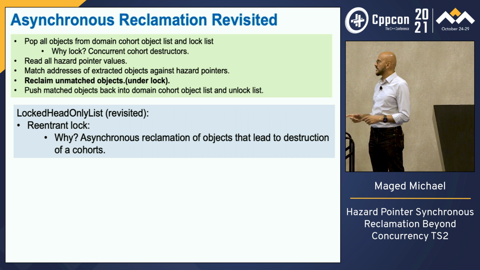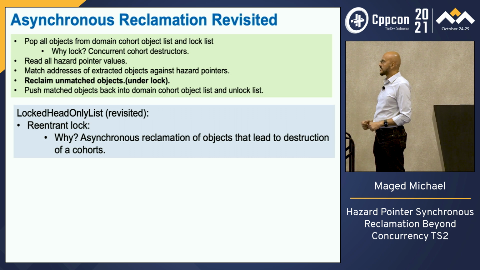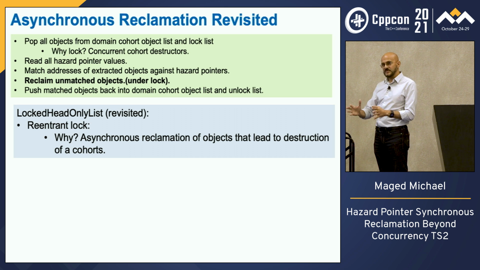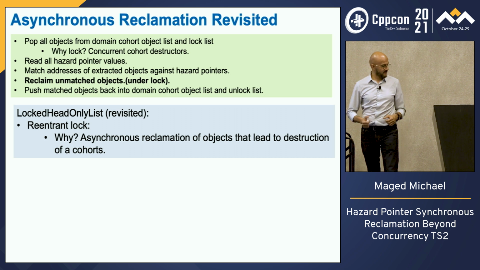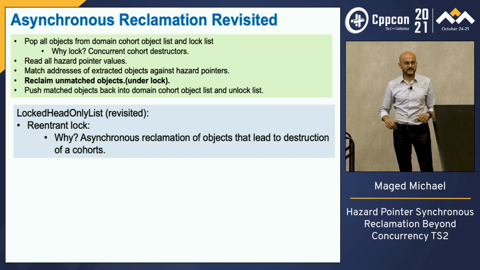That lock needs to be reentrant under this algorithm. Why? Because we could be doing asynchronous reclamation of an object, and that object's destructor entails the destruction of a cohort. Now we have to execute the cohort destructor synchronously, and we're already holding the lock, so we need to make that lock reentrant in this case. Everything clear so far? Okay.